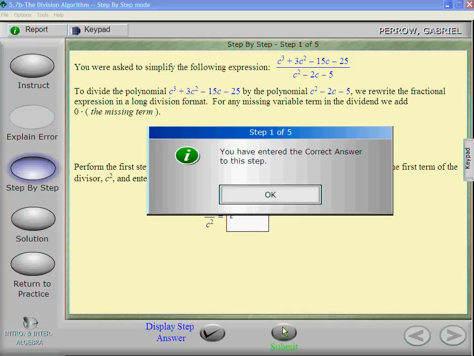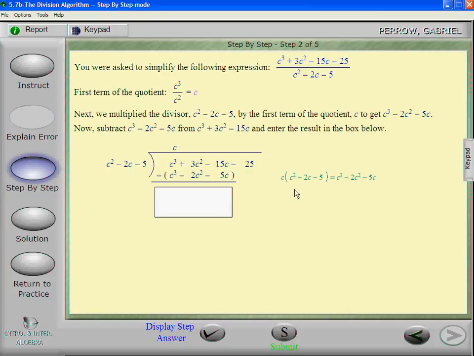So we'll say that. Now that value that we just found is actually going to go up on top. Okay, so we end up with c on top, and we're constructing our answer up there as we go. So the first part of our answer is that there's a c. And then the way I usually describe this next process is that I multiply c with each of the values over here. So c times c squared is c cubed. C times negative 2c is negative 2c squared. C times negative 5 is negative 5c. And you see all of that right there.